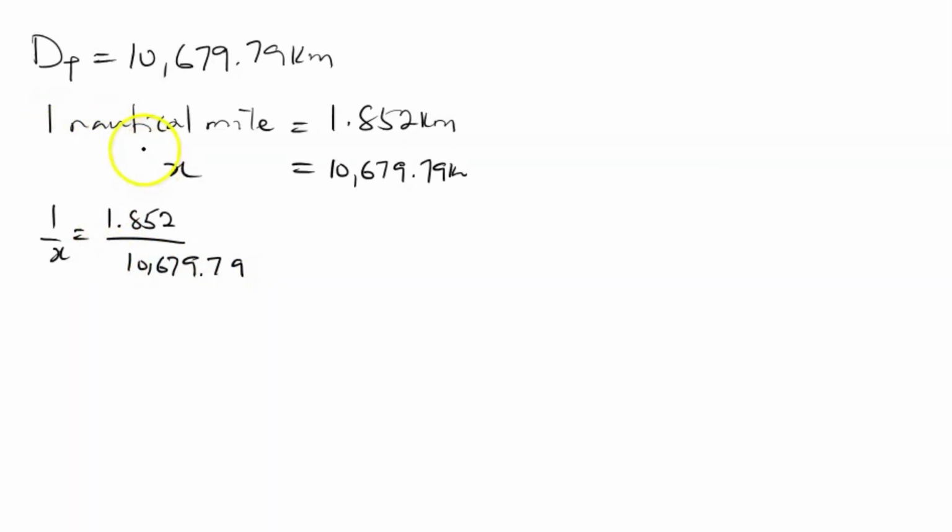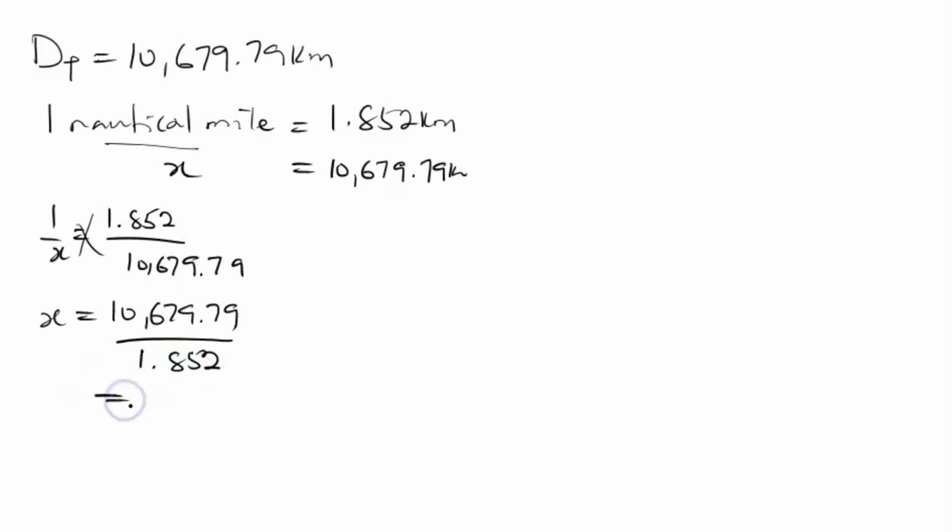So this is a fraction, 1 over x, and on this side is 1.852 over 10,679.79. All right, so then you cross multiply. x will multiply this, then this. So when you do this properly, you are going to have 10,679.79 divided by 1.852. Let's quickly use our calculator to punch this.